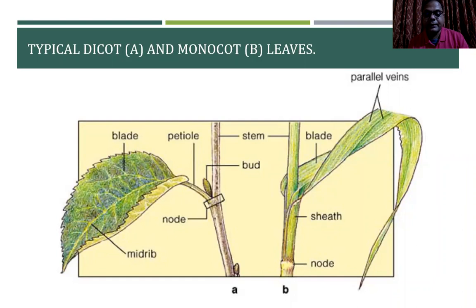The blade is the part that absorbs most of the light. The petiole is designed to hold the blade away from the stem. We also saw in the previous example how we define whether it is petiolate or sessile. When we go further deep into that, we will understand how to identify a plant on the basis of the leaf, whether it is a monocot or a dicot plant.